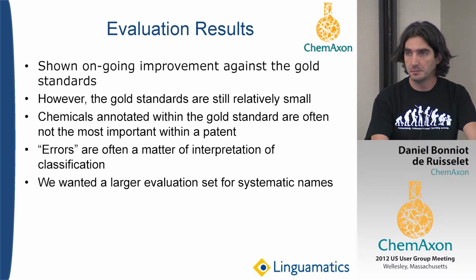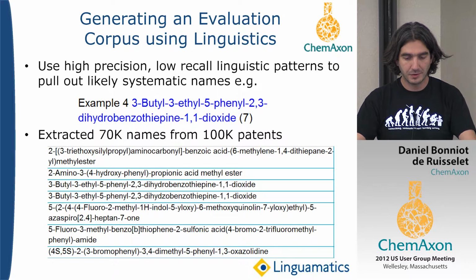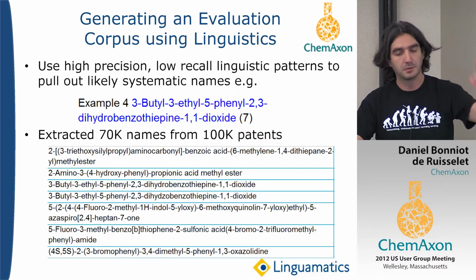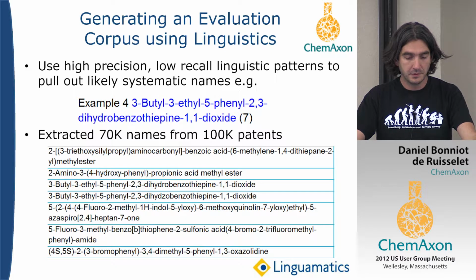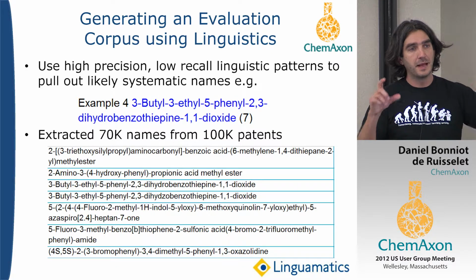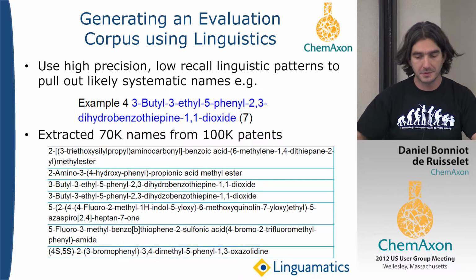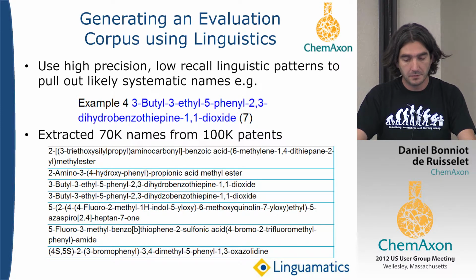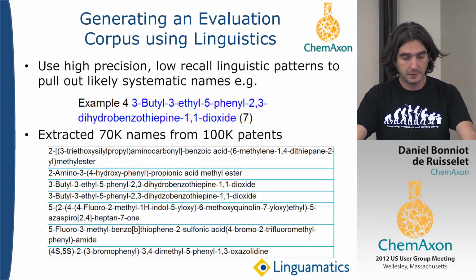So we developed a novel approach, and David had this brilliant idea that in patents, very often you have a list of example 1, example 2, etc. You can have 50 examples in the same patent. Using I2E, it's extremely simple to match this kind of paragraph, starting with the word example and then some text. For instance, here there's a 7 at the end that's not part of the name. Using this simple method, we could extract 70,000 names from 100,000 patents.